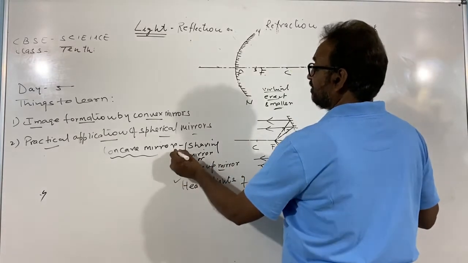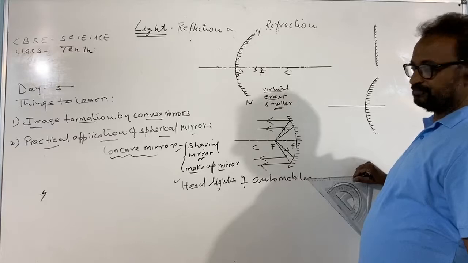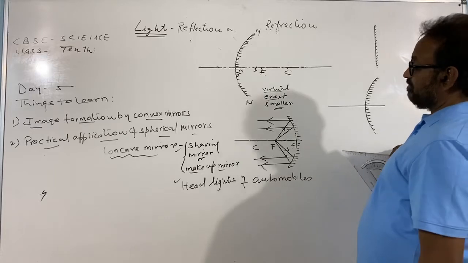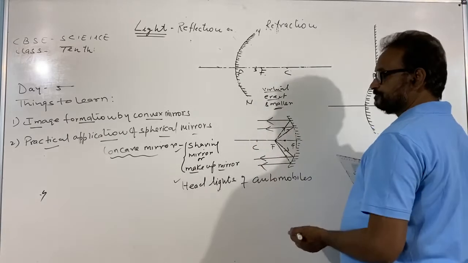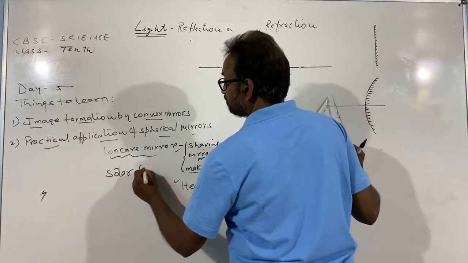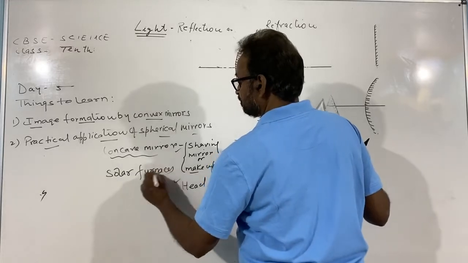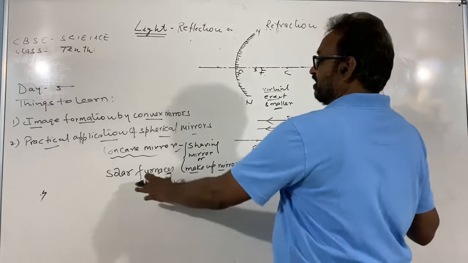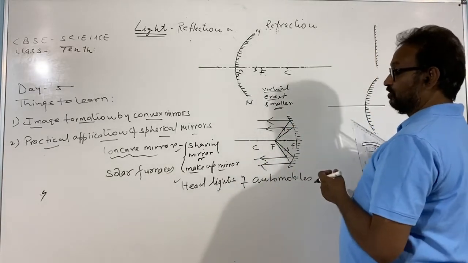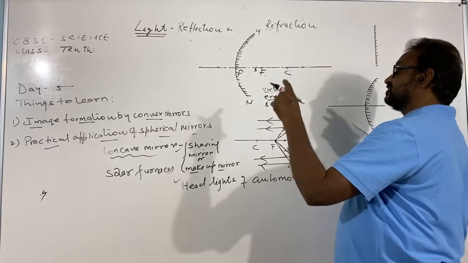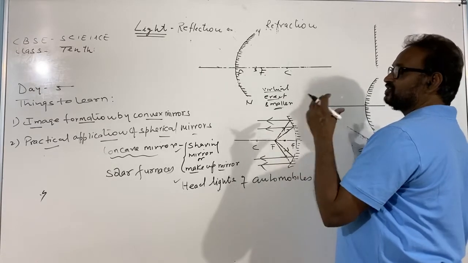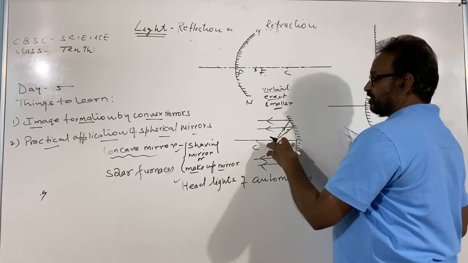So this is the second use of concave mirror. Concave mirrors are also used in solar furnaces. In solar furnaces, concave reflector or parabolic reflector are used to reflect the sun's rays at the focus. And as a result of this, a large temperature is produced here.